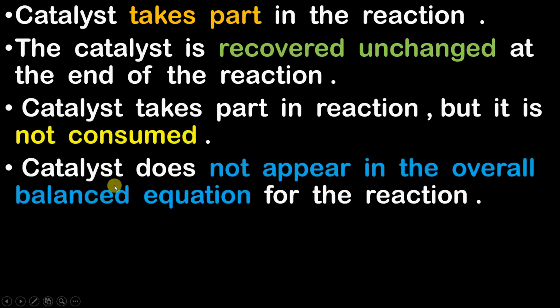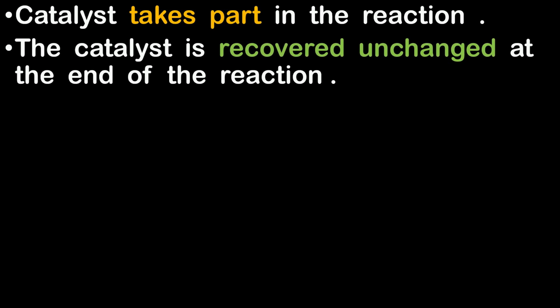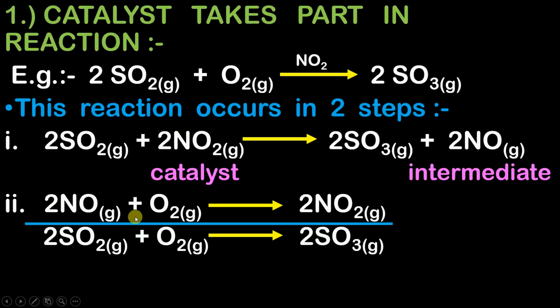Now, a catalyst does not appear in the overall balanced equation for the reaction. As you can see over here, when you add both these reactions, the catalyst is not going to appear in the overall reaction, and this overall reaction must be similar to your original equation. So why does it not appear in the overall reaction? Because here it gets cancelled out with the left hand side, and this NO2 gets cancelled on the right hand side. One important thing that you must notice is that NO2 does not appear in the overall reaction because NO2 has not been consumed.